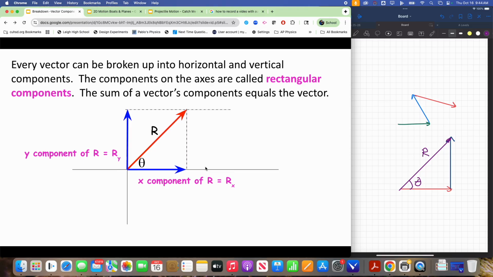Okay? All right, that's how to break up vectors into components. If you need more help, please come into tutorial and get some support.